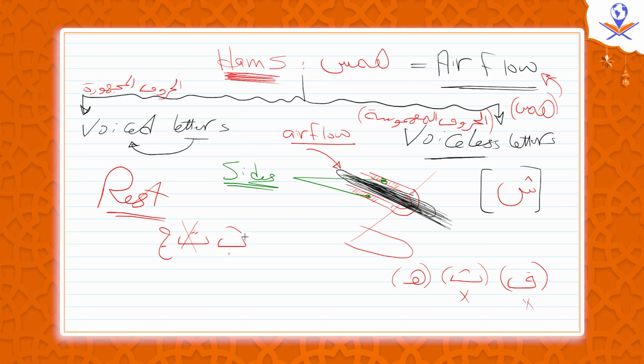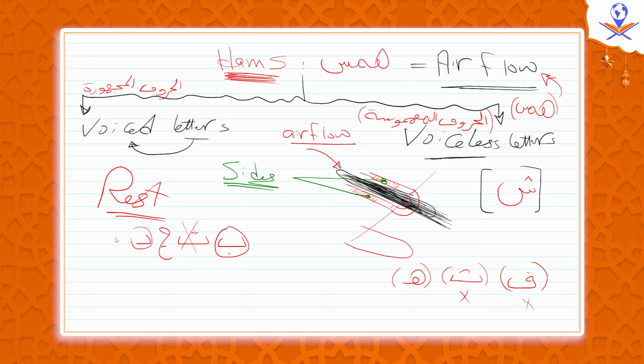So ba, don't allow the airflow. It's ab, no airflow at all. That's why we have qalqala. Same for jim, same for dal. With no qalqala of ba, it won't be clear. Look at this. Ab. Look at for jim. Ad. Look at for dal. Ad, ad. They are very close, right? It's not that much difference.